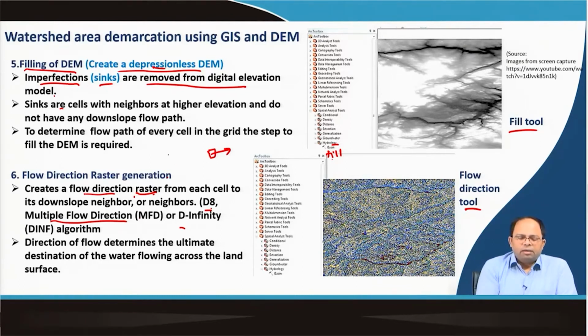So if I have elevation like this over here, water from this part can go this side or this side in multiple flow, but in other algorithms only the one with the highest slope is chosen, and that is where water will flow. So the direction of flow determines the ultimate destination of water flowing across the land surface. For this particular digital elevation model, we determine for each cell where the water will go, and that shows us what kind of stream should eventually form. You can see in this particular image, these blue dots actually show the flow of water.